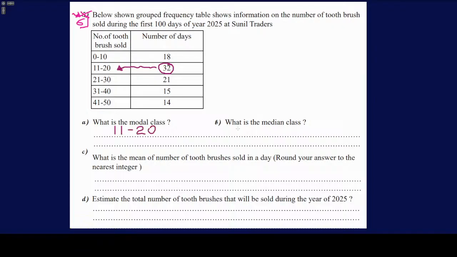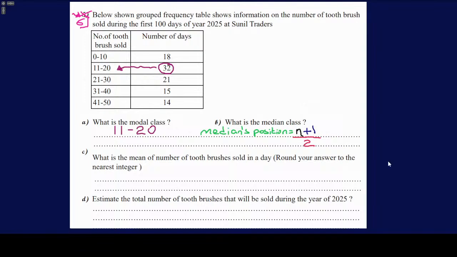Question B. What is the median class? For that, first you have to find the median's position. How do you find the median's position? Median's position is equal to (n plus 1) divided by 2. So this is the formula you use to find the median's position. N plus 1 divided by 2.